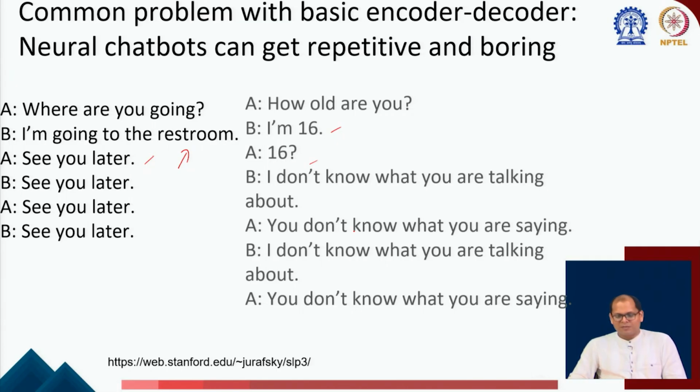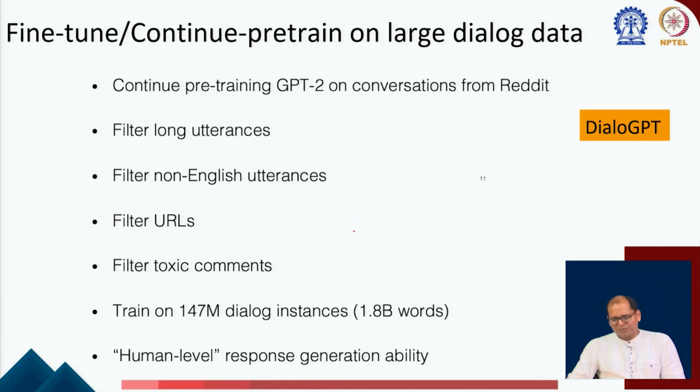Okay, and that may happen because they are preferring some data set, some response that was very common, and they typically tend to repeat that particular response. So that's why just taking an encoder decoder model and training on some data does not typically work.